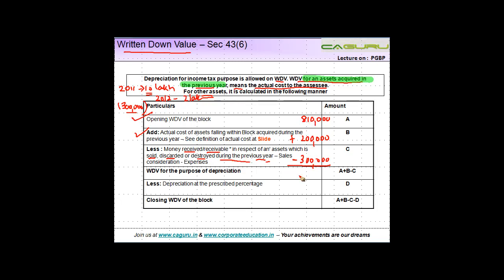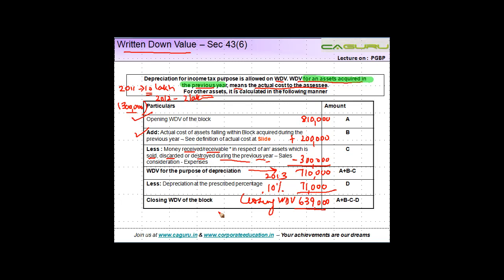I will do the addition of all these three and that will become my written down value for the purpose of depreciation for the year ended 2013, less depreciation at the prescribed percentage. So if it is 10%, then I claim 71,000 as depreciation, and my closing value of the block of assets will become 6,39,000. So this is the closing written down value. This is the way in which you compute your depreciation based on the written down value.